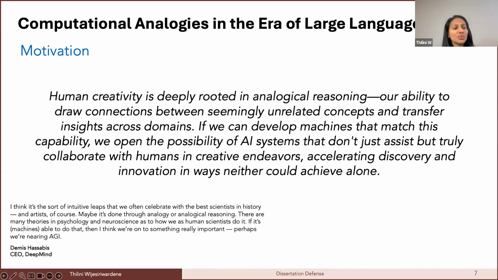So I just want to highlight, in a very recent interview with Demis Hassabis, a Nobel laureate and the CEO of DeepMind, he was emphasizing the importance of analogy and how it is important in creativity. And if we have machines that could do what humans do in analogy and creativity, these models could be nearing AGI, so artificial general intelligence.